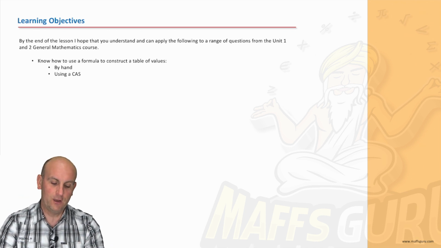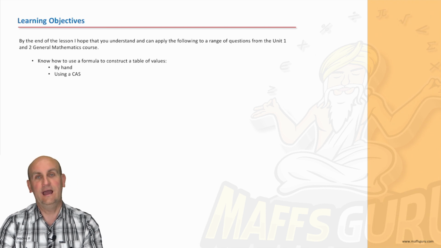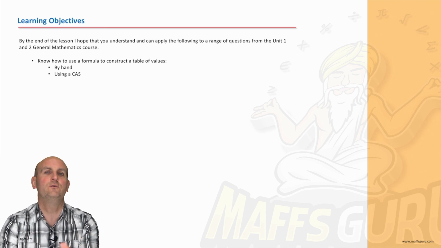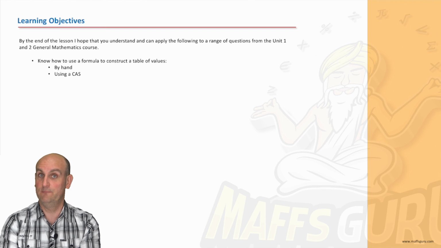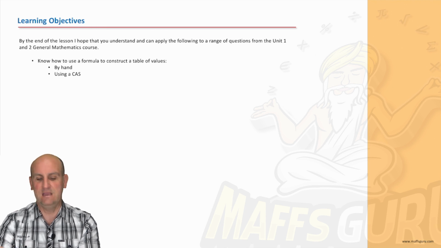Right, what are we looking at? Know how to use a formula to construct a table of values by hand and using a CAS. Obviously, this is a CAS course, so being able to do it by the CAS is really important, but so is doing it by hand.